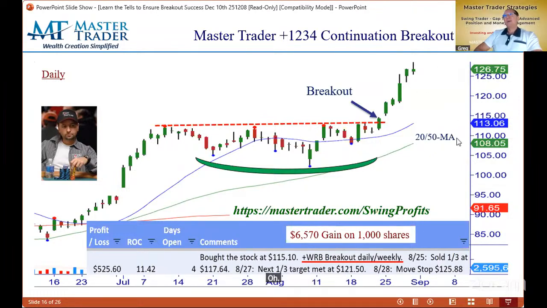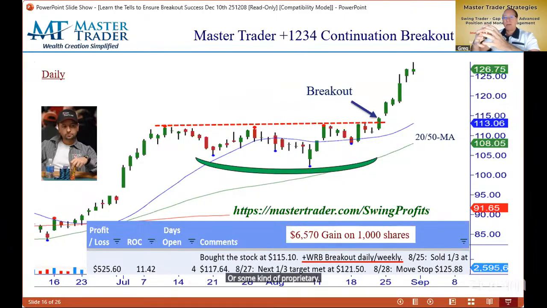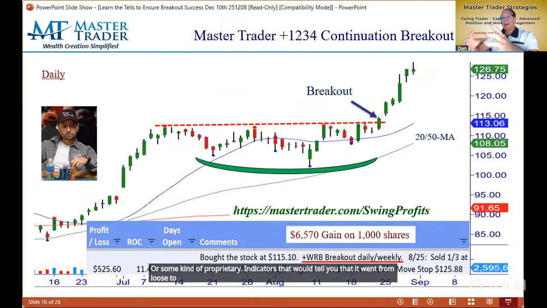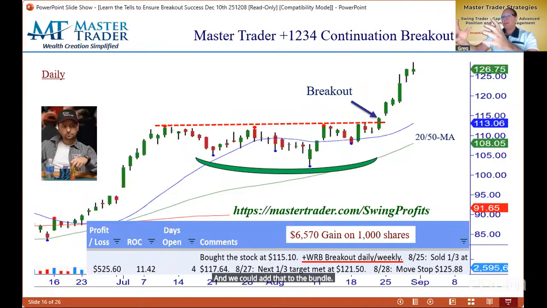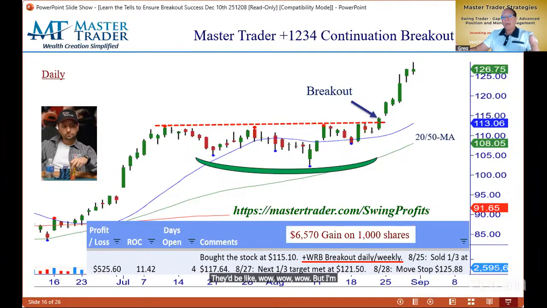You know how we love to talk about the indicator-based mythology and the indicator salesman, but look, if I was to put some kind of Bollinger Band system or some kind of proprietary indicators that would tell you that it went from loose to tight, and we could add that to the bundle, where you get the special indicator that goes from loose to tight, it'd be like, wow, wow, wow. But I'm just showing you a way to just look at it and say, you know what? High, low, lower, low, back up again, tight, it should break out. You're gaining knowledge with your eyes that you can apply to anything, right? Apple computer, gold, Bitcoin, currencies, doesn't matter. It's all the same thing.